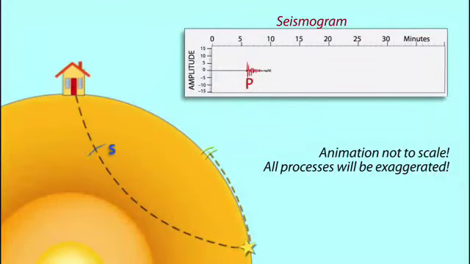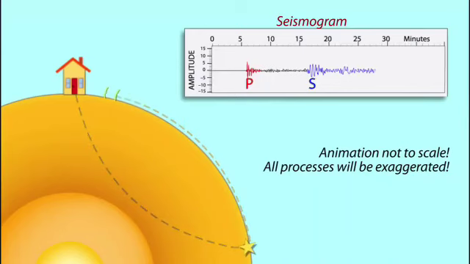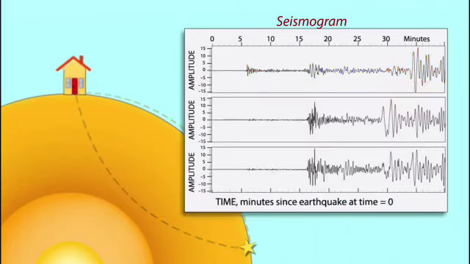Earthquakes produce different types of seismic waves that can be identified on seismograms. But did you know that each seismograph station produces 3 different seismograms for each earthquake? Why is that? Doesn't one tell you how big the earthquake was?